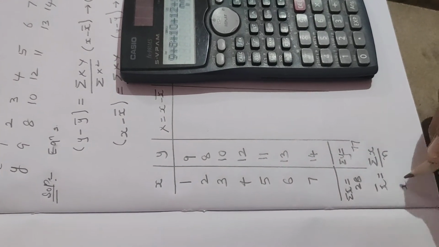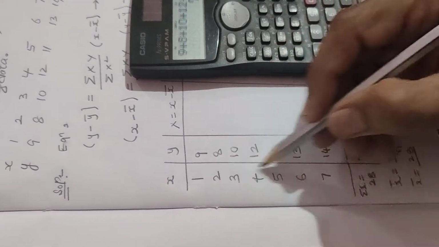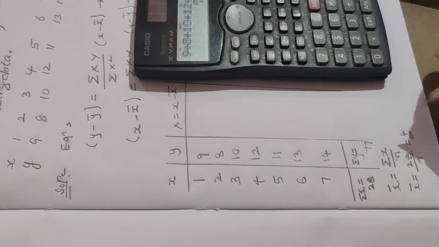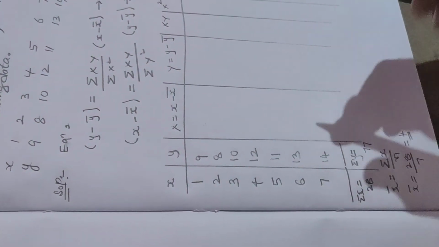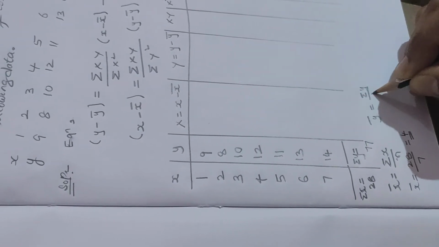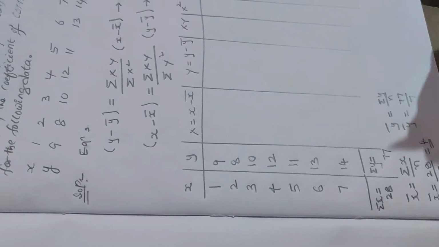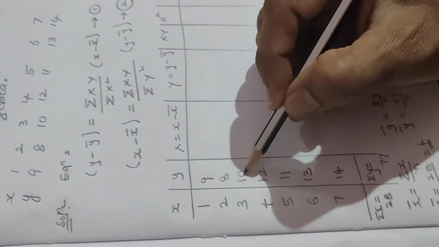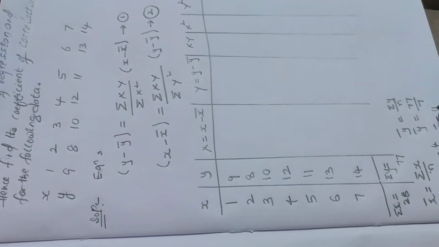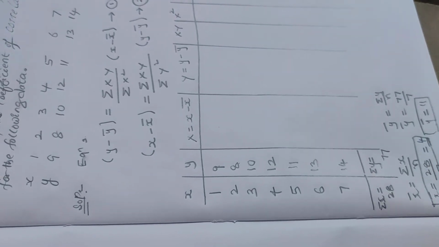So I'll first find x bar. Sum of x is 28. N is the number of observations, so there are 7. So x bar is equal to 4. Similarly, I'll find y bar, that is sum of y by n. Y bar is equal to 77 by the number of observations, 7. So y bar is equal to 11. This is your y bar and this is your x bar value.